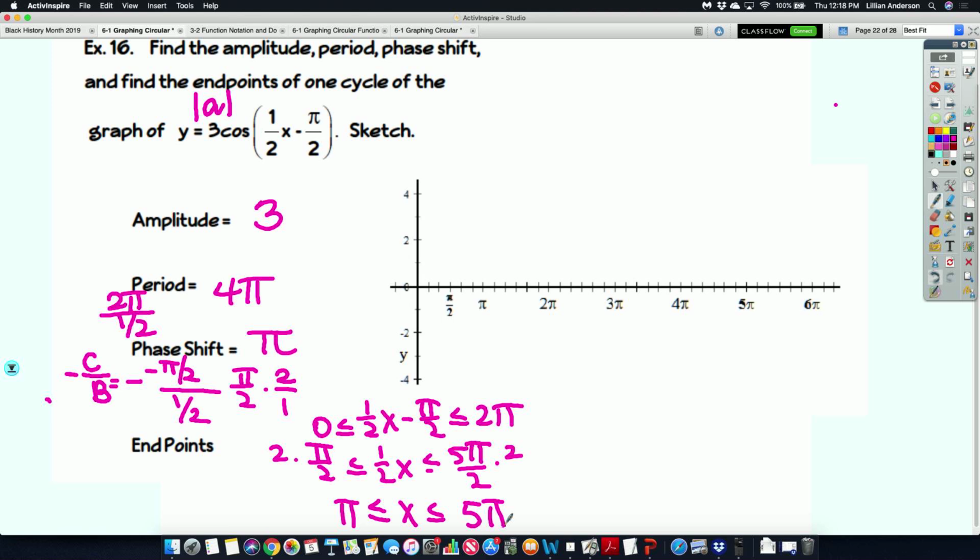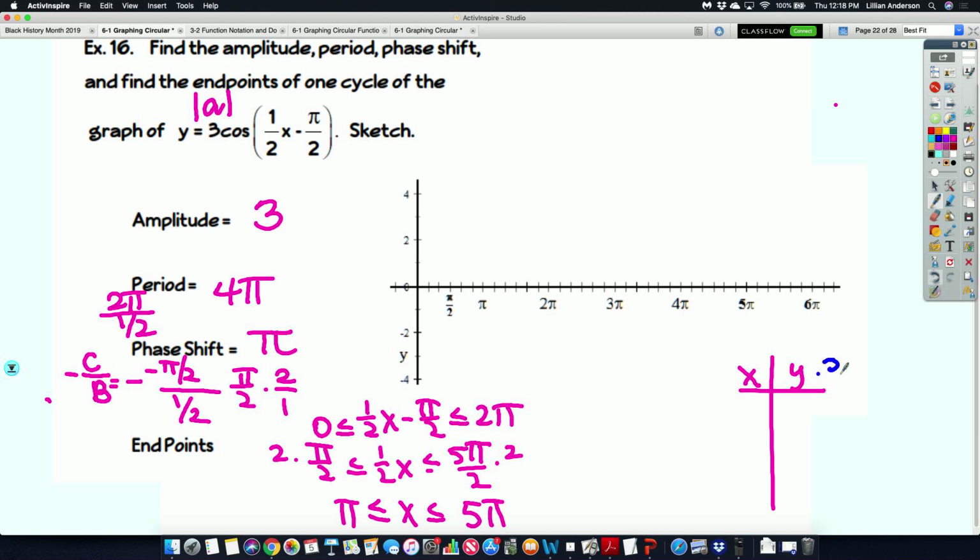And if you look, how far apart are 5 pi and pi? 4 pi of the period, right? As it should be. Okay? So let's make my table. Let's figure out what's happening to my x's and what's happening to my y's. What am I going to do to my y's? Let's start there. Those are always the easiest.